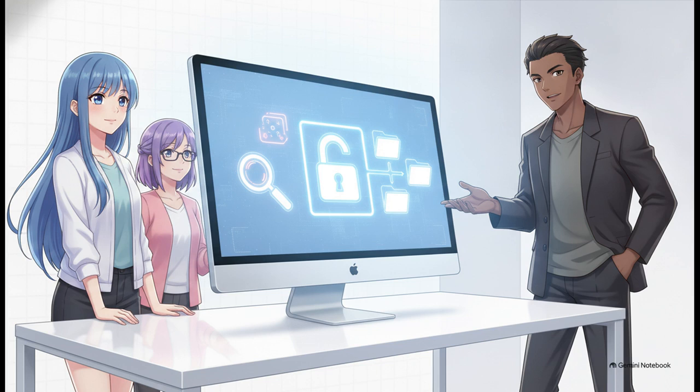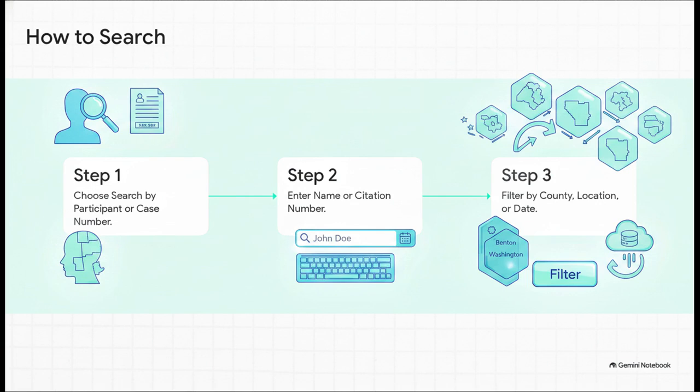No paywalls here. It taps directly into the contextual case management system, which is used by all Arkansas circuit courts and some district courts. Let's walk through exactly how you use it. Step 1, you just choose whether you're searching by a participant's name or a specific case number. Step 2, let's say we're looking up a civil dispute involving a John Doe.